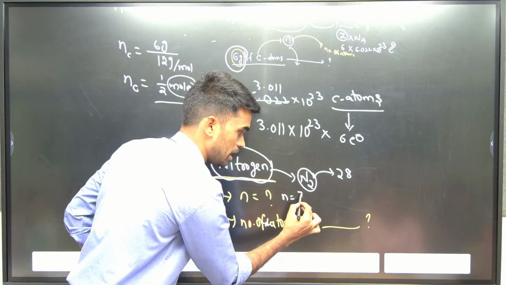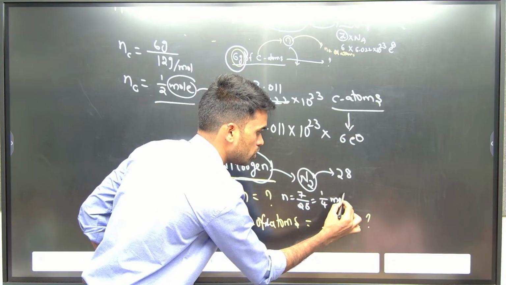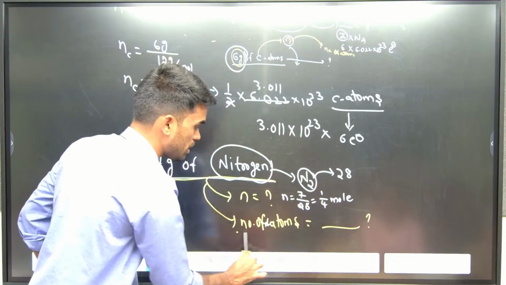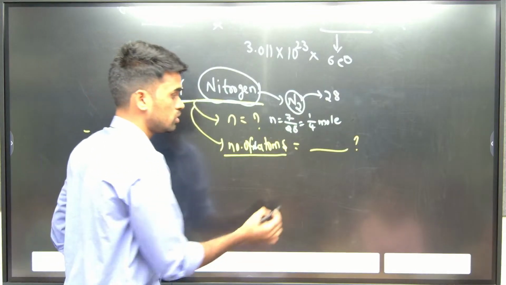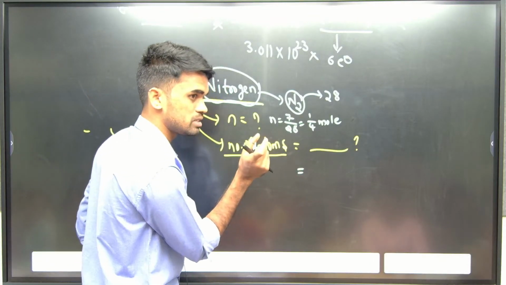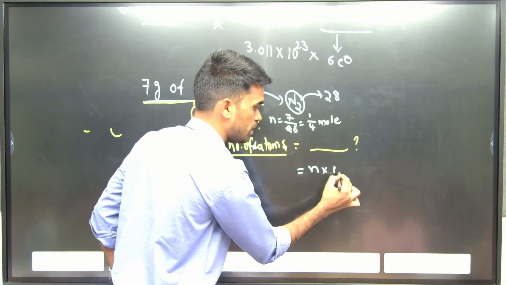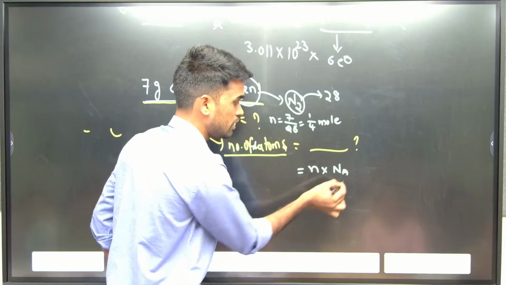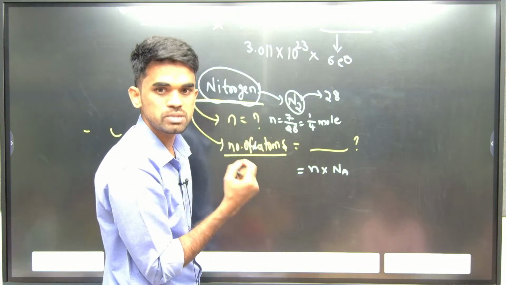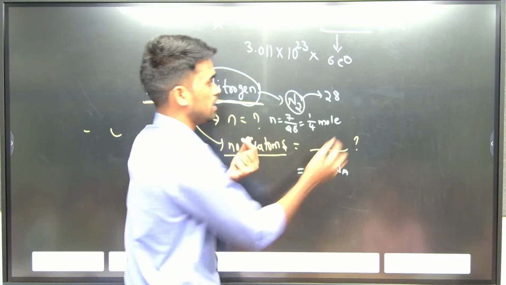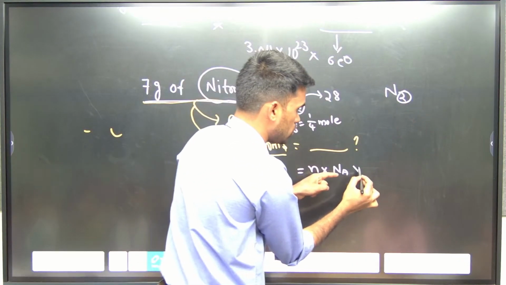So now tell me the number of moles here first. The given weight is 7 by 28, so it will be 1 by 4 mole. Up to here it is clear. Now next, what I am asking you? Number of atoms means what? Tell me the formula first. Number of moles into Avogadro number, because in each mole, Avogadro number of particles will be there. Which particles? N2 particles. In one N2 molecule, how many atoms are there? 2 atoms. Atomicity is 2. So moles into Na into its atomicity.